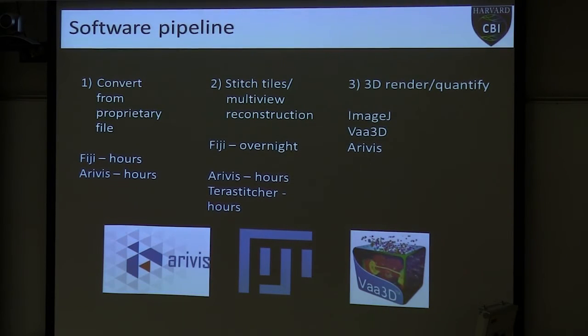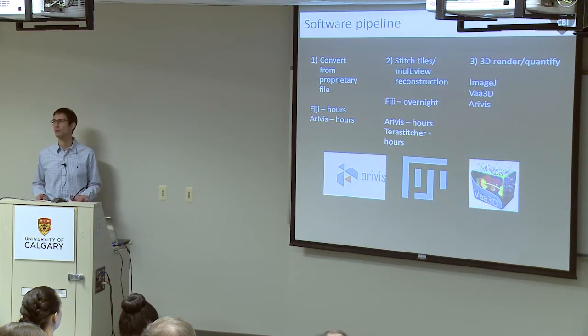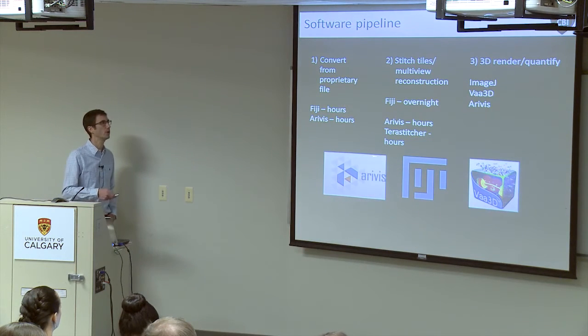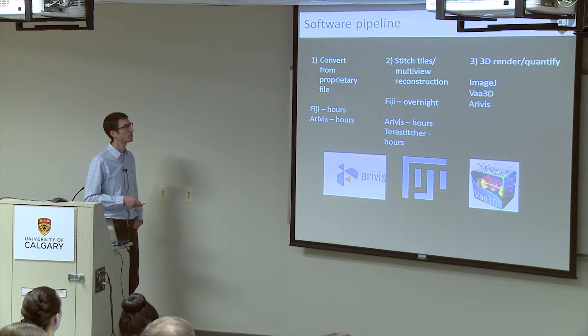So you can do the stitching in Fiji. It's going to take overnight. And it's probably going to take a few attempts at it before you get the parameters right. Whereas the Arivis software is very interactive, and you pretty much get an idea of whether it's going to work right off the bat before you actually hit go and wait a couple hours for the final product.